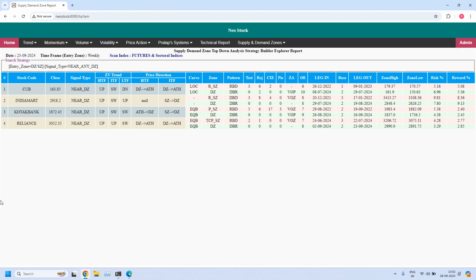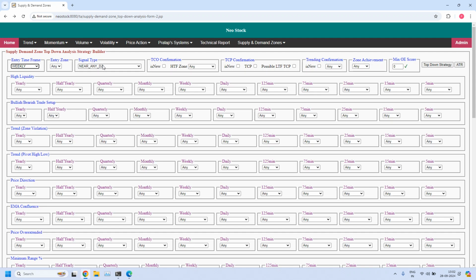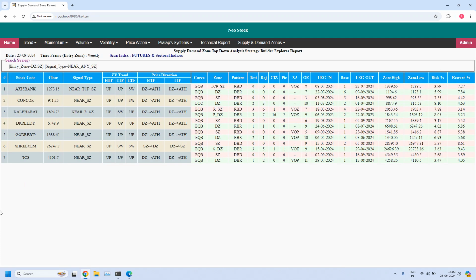Okay, now let's proceed with the next report generation. For weekly time frame, let us find the stocks near weekly supply zone. 7 stocks are filtered.